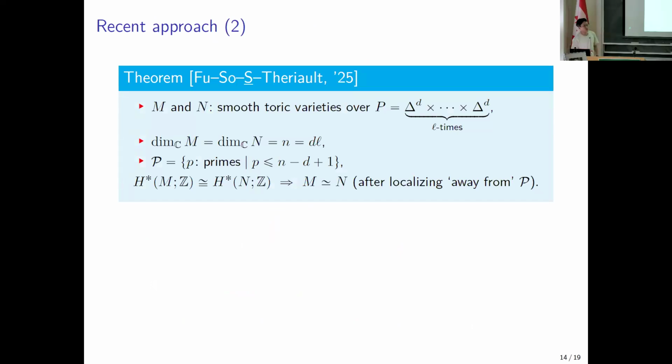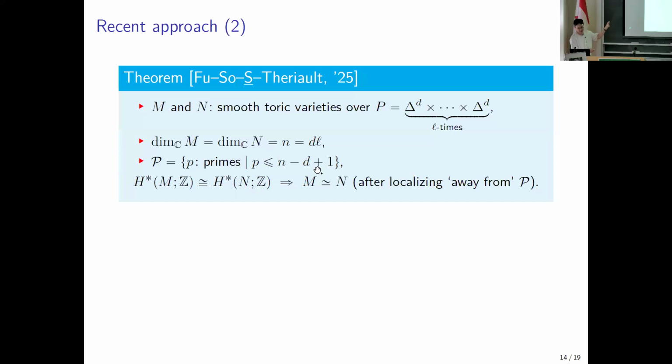So if you think about the toric manifolds M and N corresponding to the product of same-dimensional simplices, okay? In this case, if you think about the product of d-dimensional simplices, and then I take L times the product, the complex dimension of these smooth toric varieties is d times L. Right? The real dimension of the orbit space is d times L as well. But in this case, let me just prepare a set of prime numbers, the set of primes which are less than or equal to n minus d plus 1.